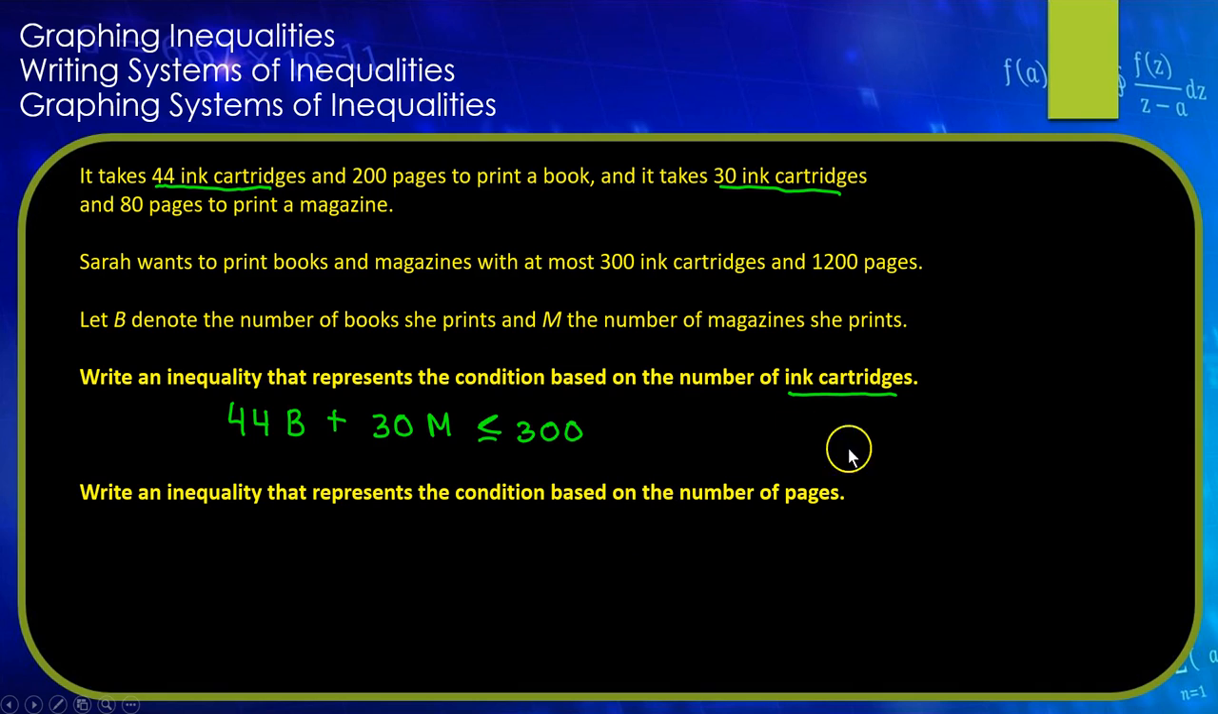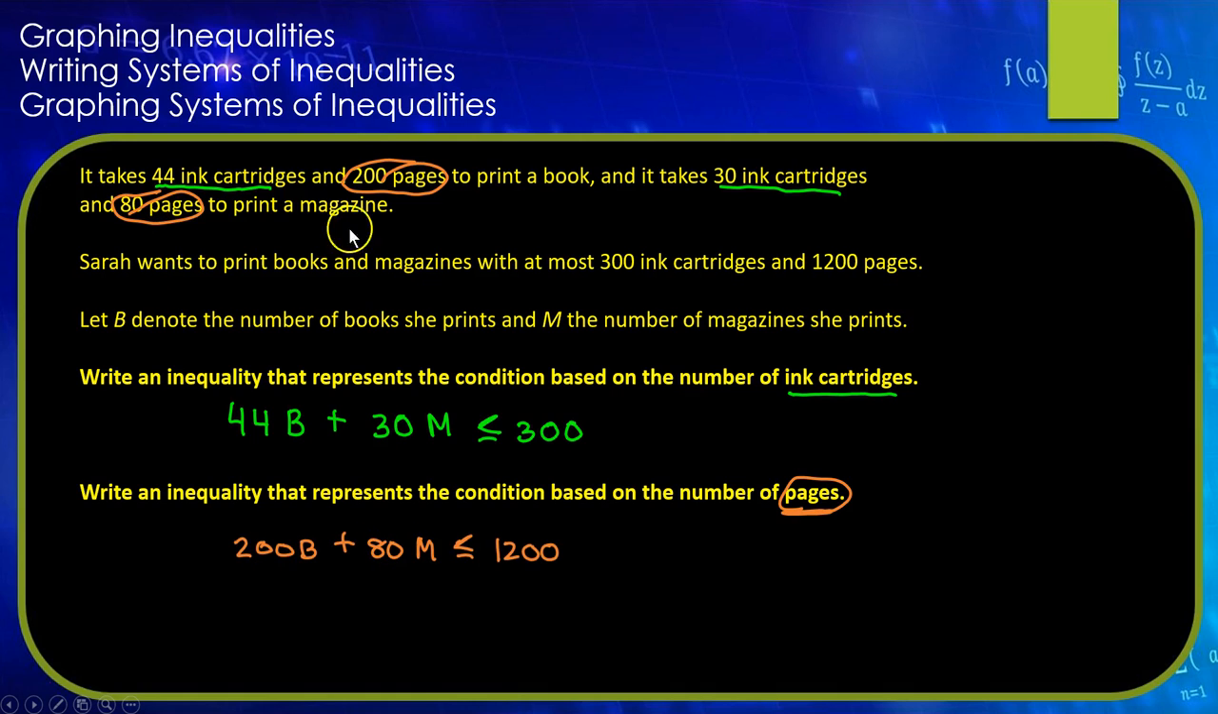The same thing for pages. For pages, it's 200 pages for a book, 80 pages for a magazine. So again, the number of pages that are devoted to books is going to be 200 times the number of books, which is B. Same thing with the magazine. It's going to be 80 times the number of magazines. Adding those together, I should have less than or equal to 1,200 pages.